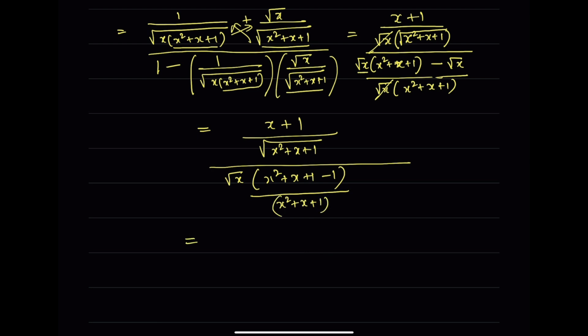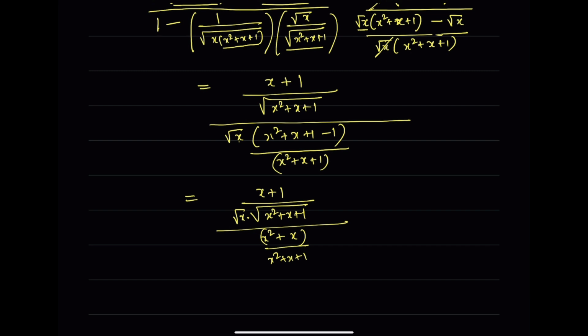Okay, now let's simplify this further. We would have x plus 1 divided by square root of x squared plus x plus 1, and this would be square root of x multiplied by that. Correct? Then divided by, what would this be? Divided by x squared plus x, divided by x squared plus x plus 1.